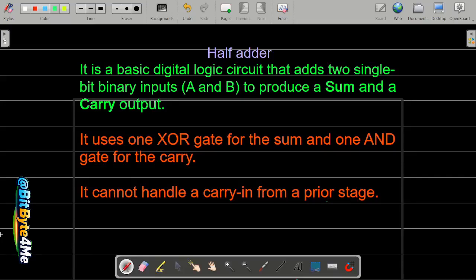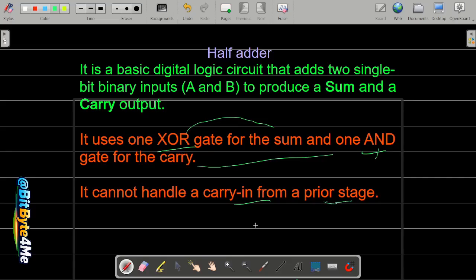Half adder. It is a basic digital circuit that adds two single bit binary inputs, means 2 bits are added by using this half adder, and it produces two outputs, which are a sum and a carry. So it uses one XOR gate, exclusive OR gate, and one AND gate. XOR gate is used for doing sum and AND gate is used for carry. But it cannot handle carry in from the prior stage.